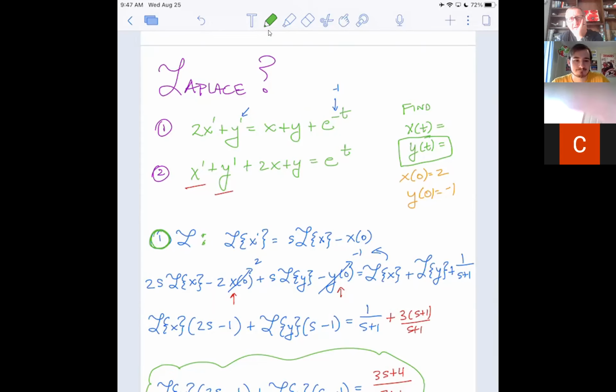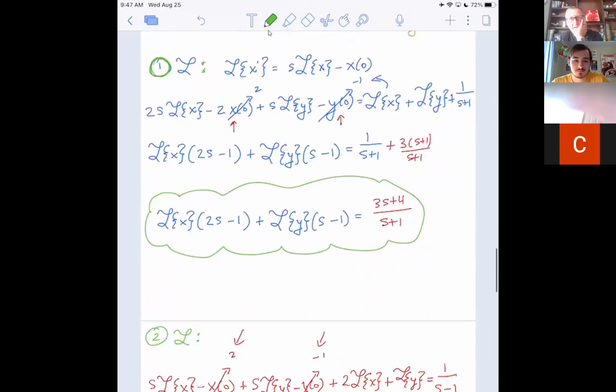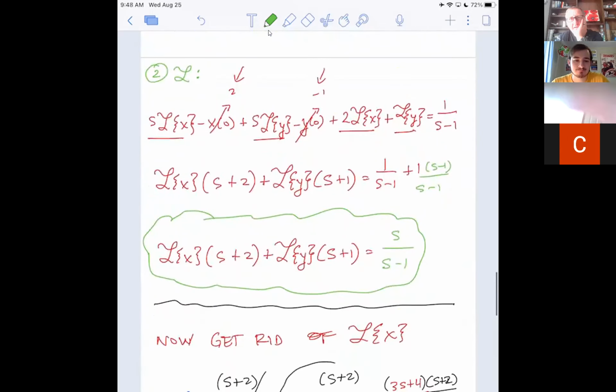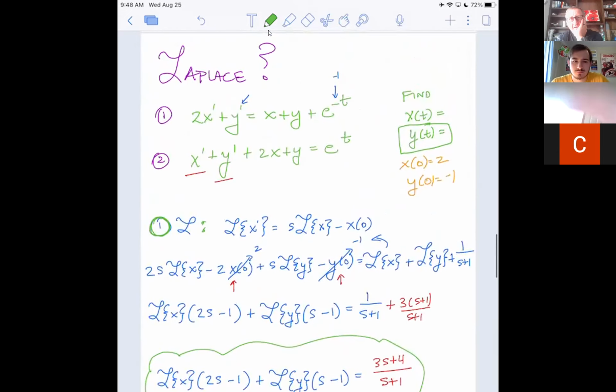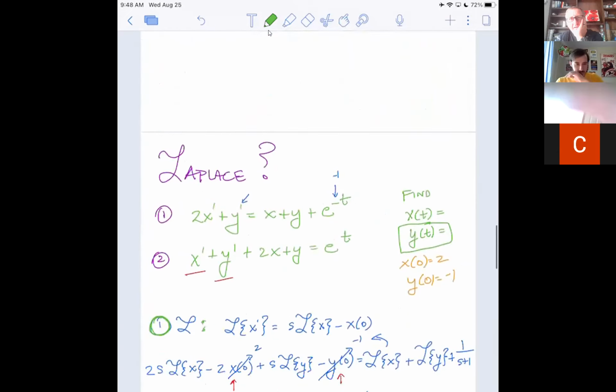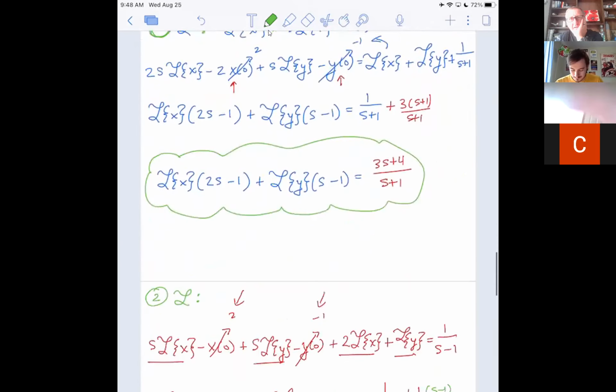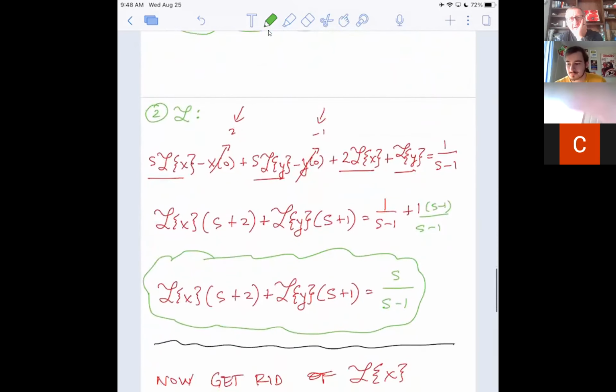Get rid of Laplace of y. The same way you get rid of Laplace of x. Exactly. So one option would be start over. I randomly decided, I don't remember where I wrote that down, but I randomly decided, let's get rid of, I wrote that down somewhere. Now get rid of Laplace transform of x. We decided to get rid of, so start all over basically.